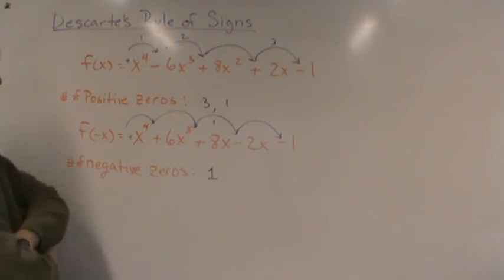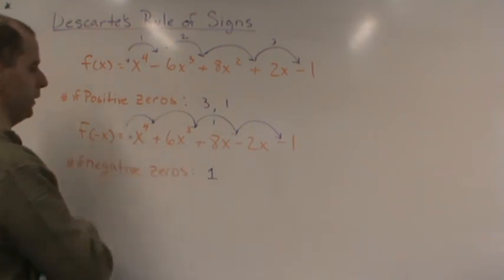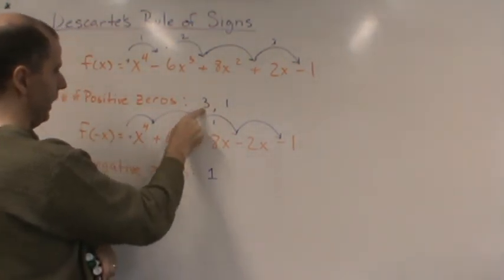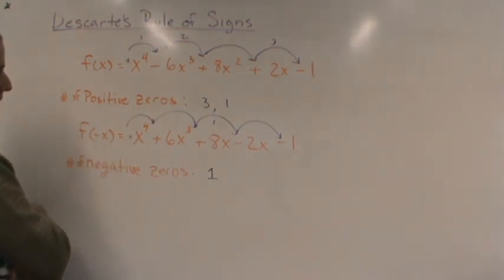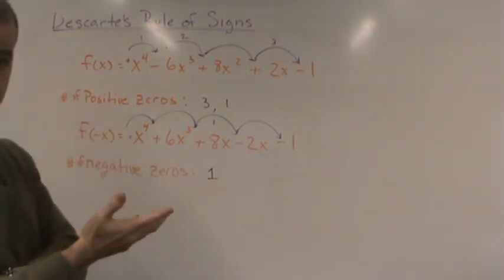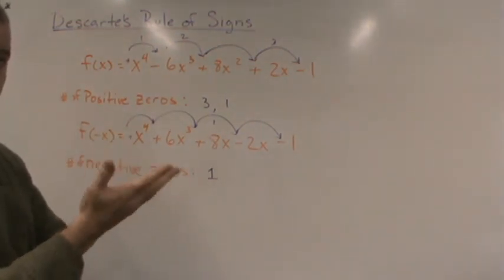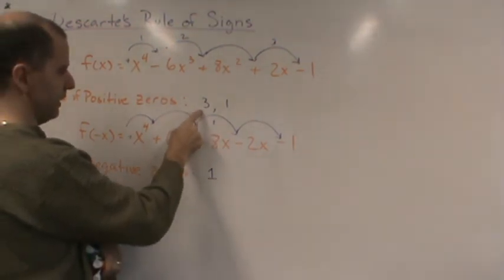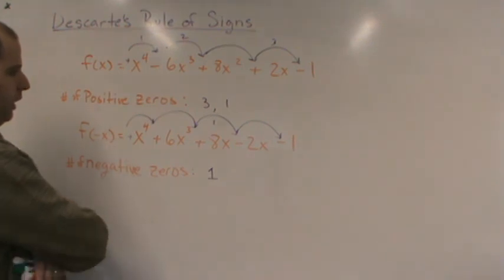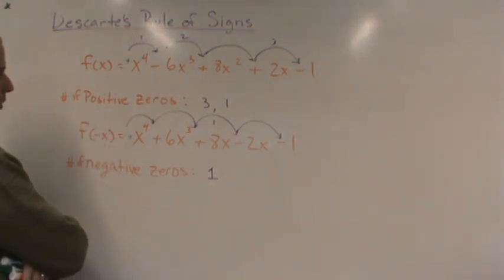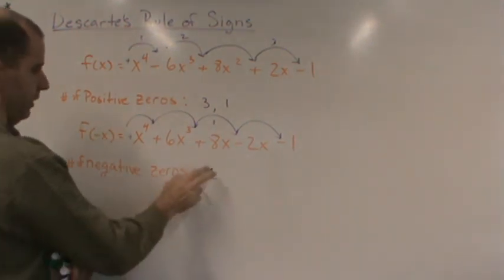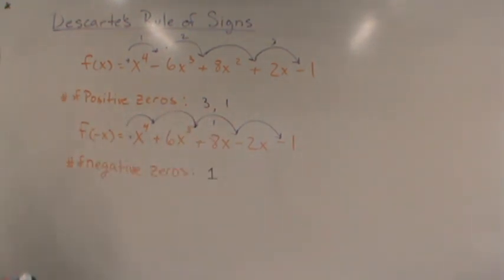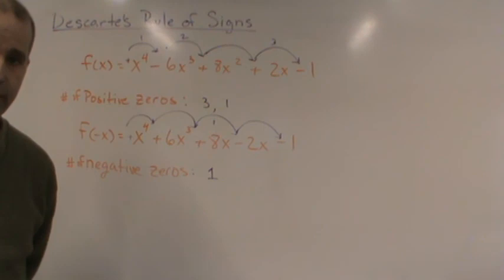But for positive zeros, there could be 1 or there could be 3. Notice how this 1 and this 3 add up to 4. Now, there could be complex roots. We haven't discussed complex roots yet. So just because this is 1 doesn't necessarily mean that there's automatically 3 real roots. But again, it could be 1 or it could be 3. And that's it. That's how you use Descartes' rule of signs.